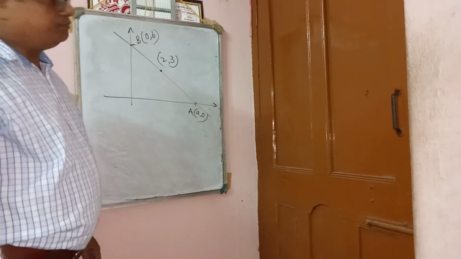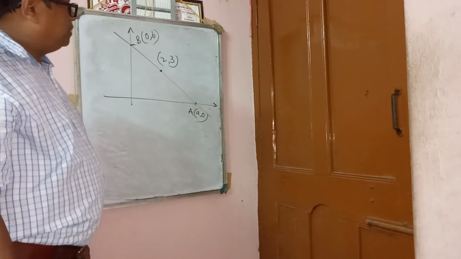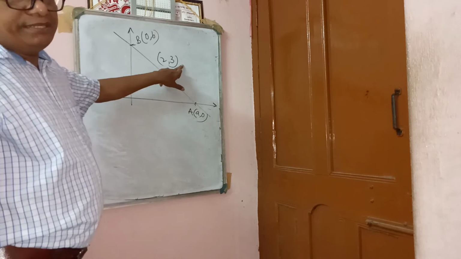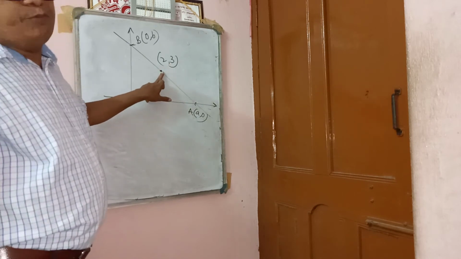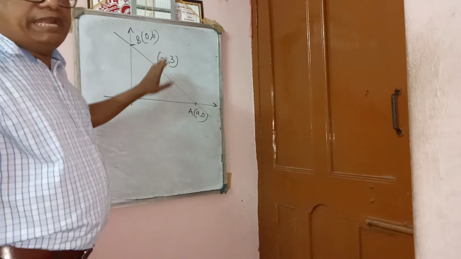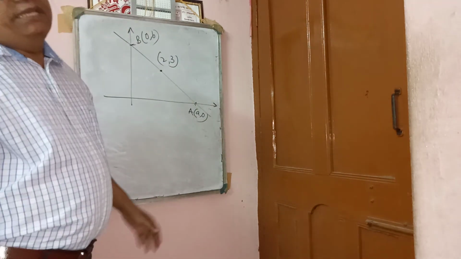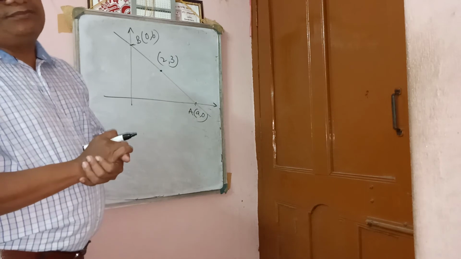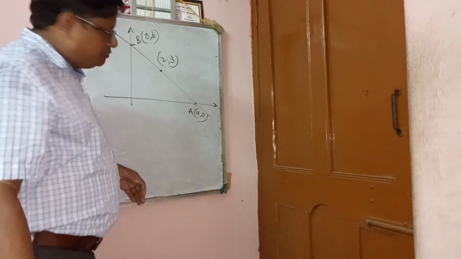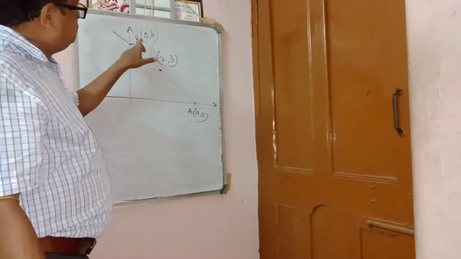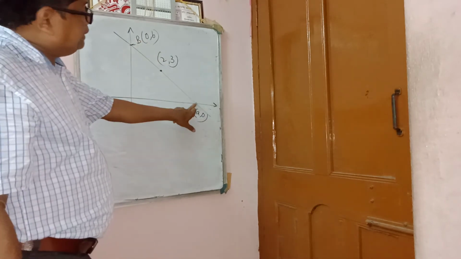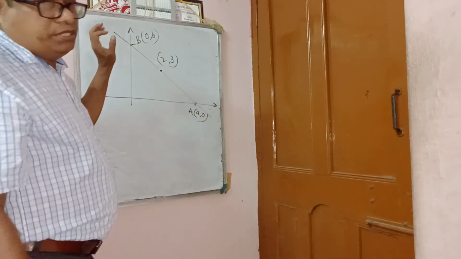It is bisected here; (2, 3) is the midpoint also. This is the straight line AB. Then what is the equation of the straight line? First write the intercepts: the points are (a, 0) and (0, b).